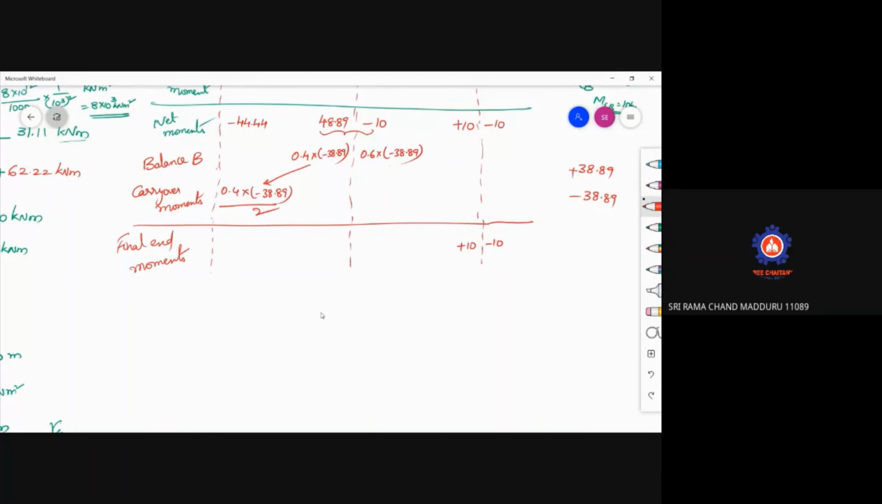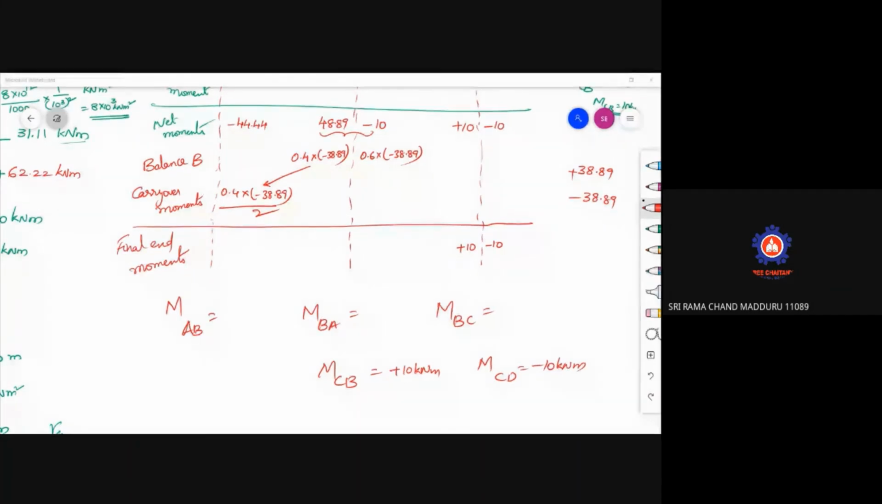So you can check these values and see whether the joint condition is satisfied or not at B as well as at C. So you can write down MBC is equal to MCB is equal to plus 10 kilonewton meter. MCD is minus 10 kilonewton meter. And check whether you are able to get these values or not.